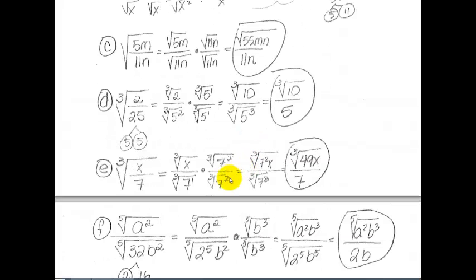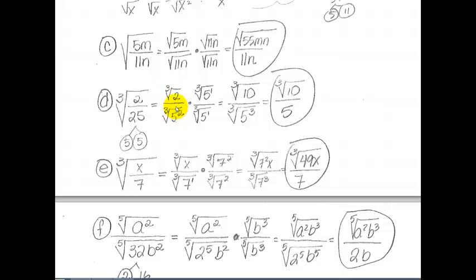Alright, problem D. Same thing. First thing I did is to split the radical. Now this is a cube root, and the prime factorization of 25 is 5 squared. For me to be able to get the 5 out of the radical, I would have to have 5 to the third. So when I rationalize, I am not going to multiply by the same thing, but rather I'm going to multiply by whatever I need to complete the 5s over here so it can come out.